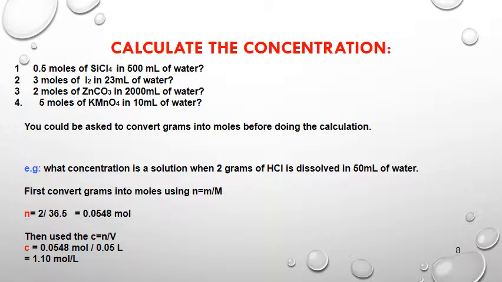So here are some other examples I want you to calculate. Convert 0.5 moles of silicon tetrachloride in 500 mLs of water, 3 moles of iodine in 23 mLs of water, 2 moles of zinc carbonate in 2,000 milliliters of water, and finally 5 moles of potassium permanganate in 10 mLs of water. Remember, for these examples, you have to convert grams into moles before doing any calculations.